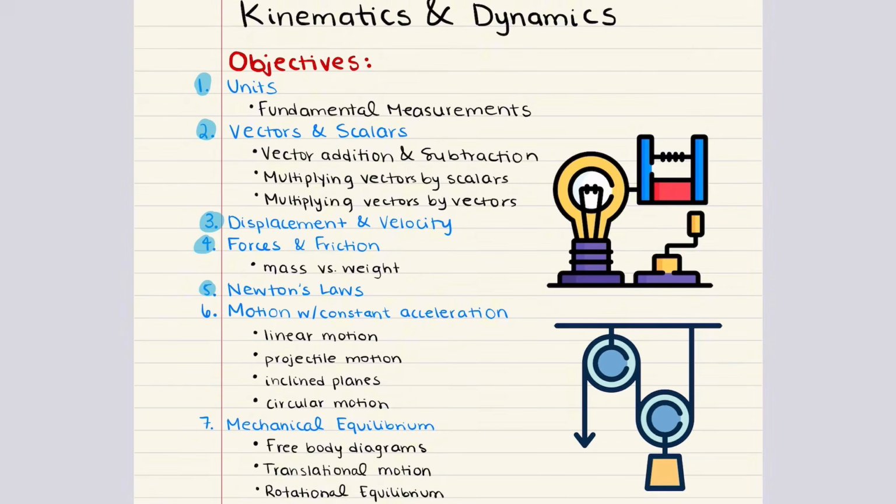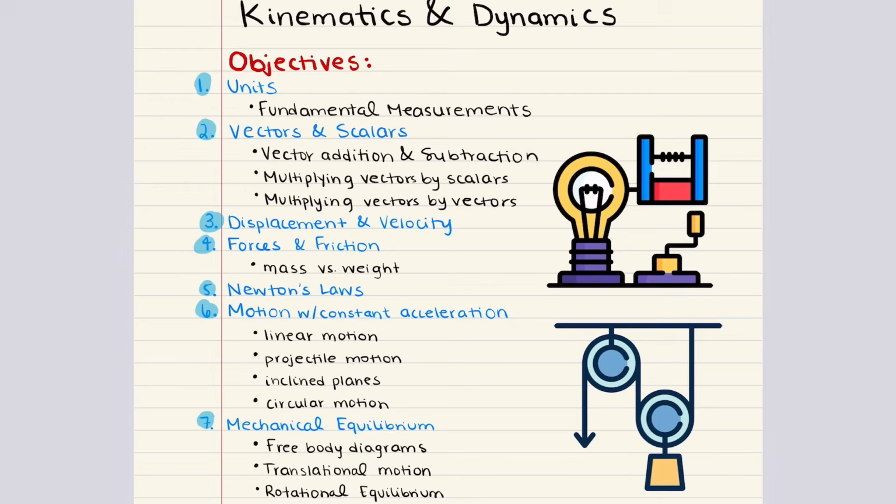This is going to set the foundation for our next topic, which is motion with constant acceleration. Here we're going to explore linear motion, free fall motion, and projectile motion. We'll also cover motion on inclined planes and circular motion. Then our last and final objective is going to be titled Mechanical Equilibrium. So here we're going to have a discussion on mechanical equilibrium as well as free body diagrams.